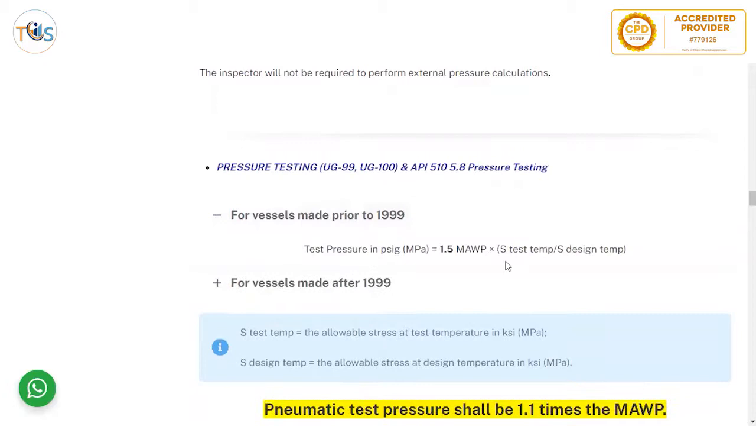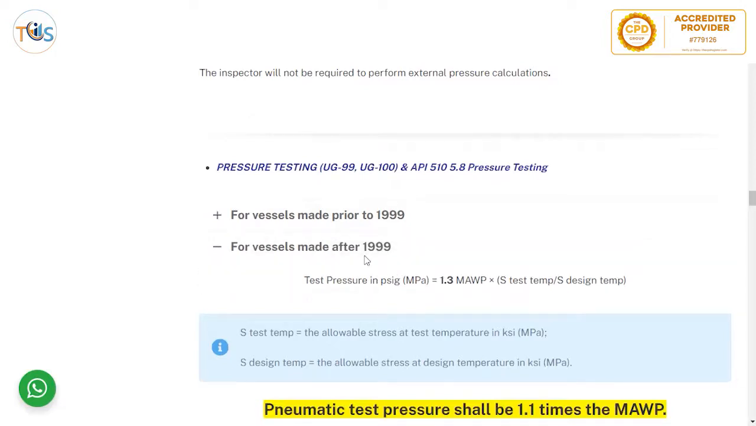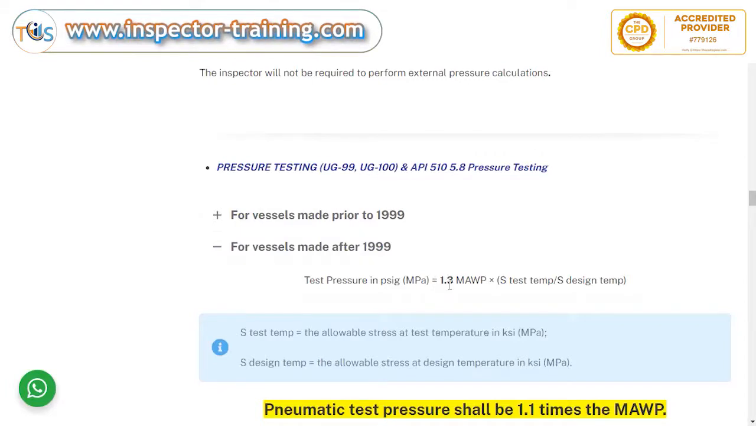For vessels made prior to 1999, the test pressure was 1.5 times the maximum allowable working pressure. For vessels made after 1999, the test pressure is 1.3 times. As you can see, it's less. This is because the quality of fabrication has improved over the years, and they have decided to use a smaller safety factor here.